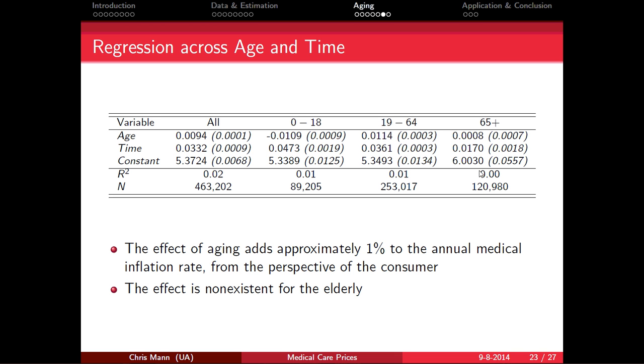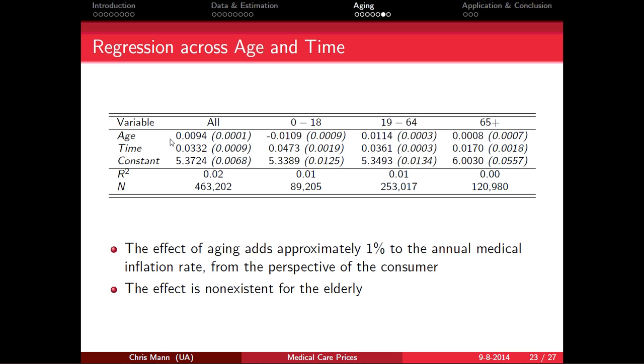Now, in my paper, I also do this in a few other ways, but for the purpose of this presentation, I think it's easier just to show this chart and table. Okay. Now, what we can see is that for everyone, all age groups included, the effect of aging is almost 1%, meaning that going from the age of 30 to 31 adds roughly 1% to the price of your treatment. That's not being accounted for in the MCE or other types of indexes. Right? And that's in addition to the actual price of the treatment going up.